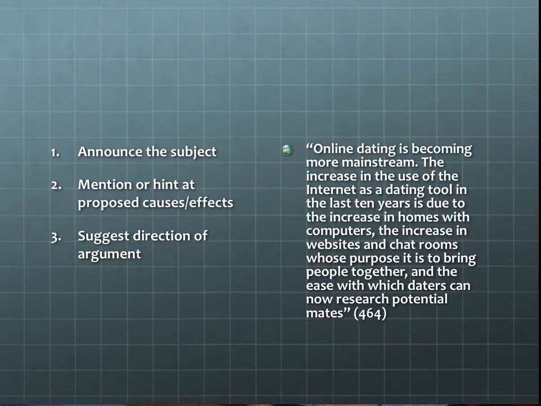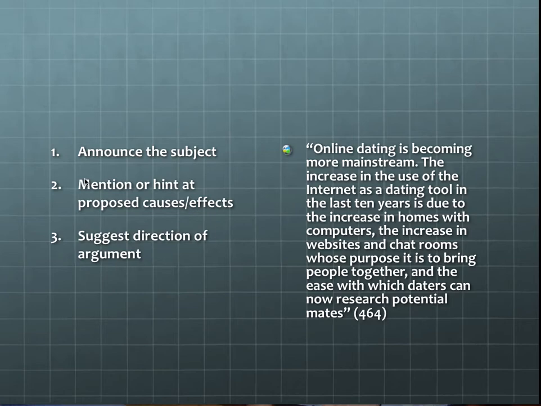So, on the, what side is this? The right side. Here is a speculation thesis statement. Online dating is becoming more mainstream. The increase in the use of the internet as a dating tool in the last 10 years is due to the increase in homes with computers, the increase in websites and chat rooms whose purpose it is to bring people together, and the ease with which daters can now research potential mates.